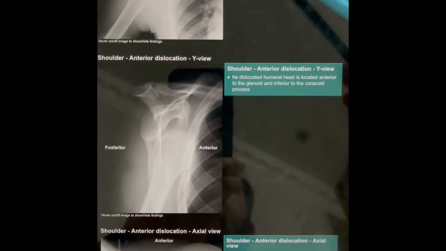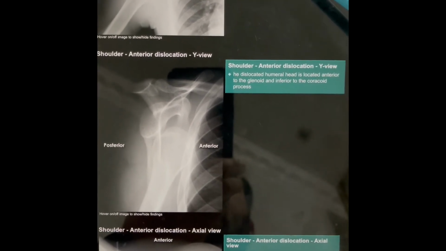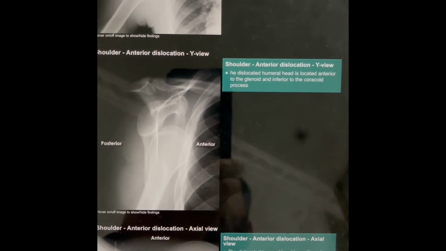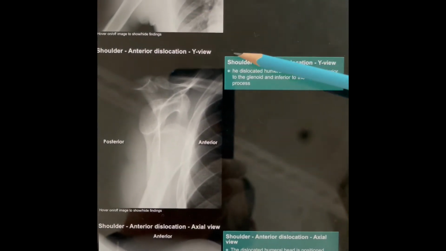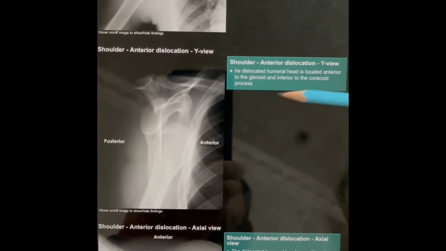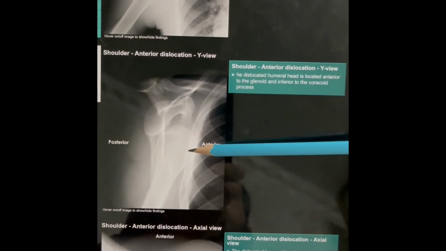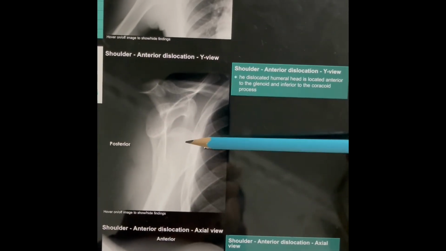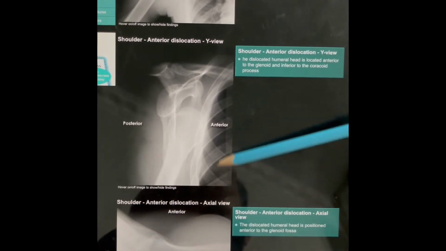This is the X-ray which is showing the anterior dislocation in AP view, while this is the X-ray which is showing the anterior dislocation in Y view. It's going anterior to the glenoid, while this is the axillary view.